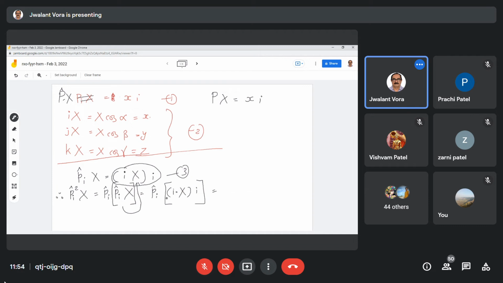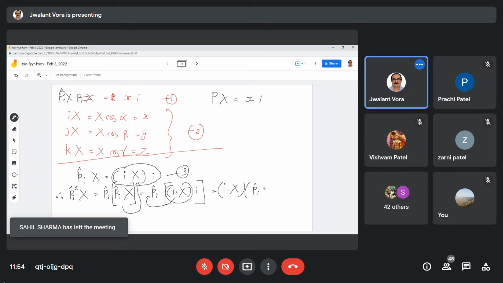This is equal to, now this is like multiplication, so we take ix forward, i into x into pi into i. Just a minute. Pi into i.